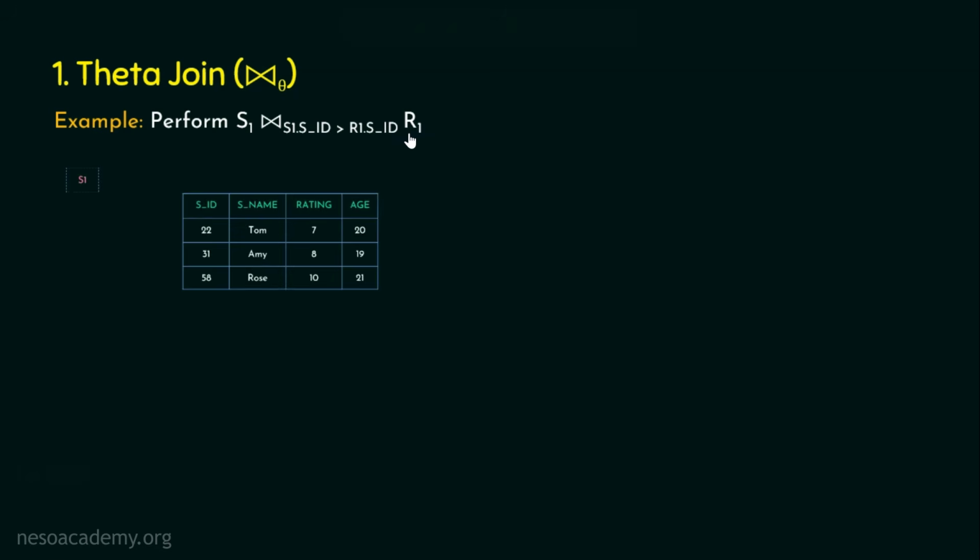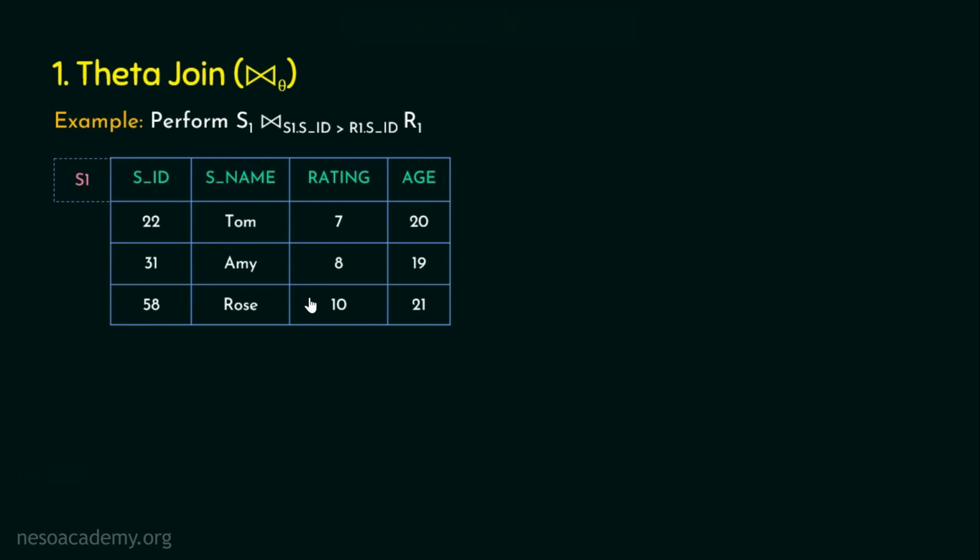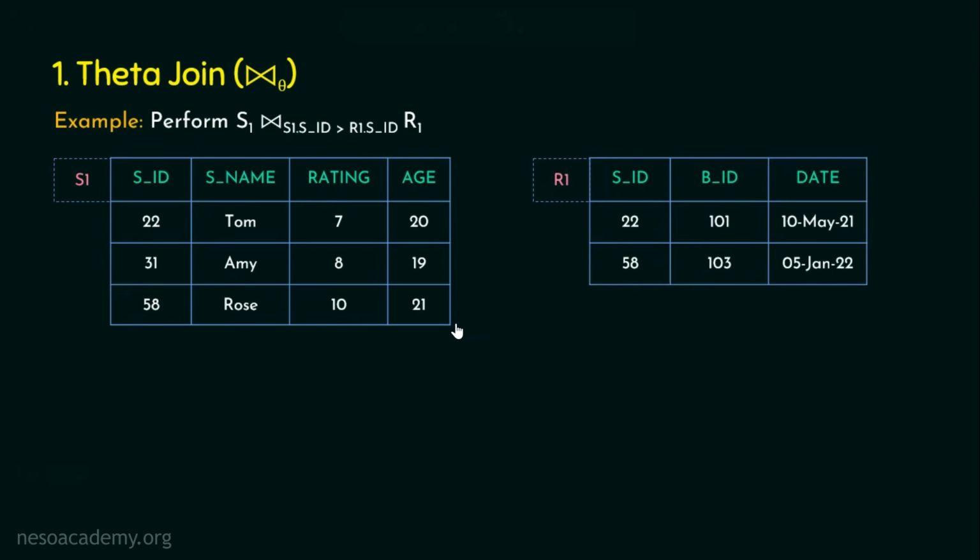Let's take some input table. Here is S1, which contains four attributes: student ID, student name, rating, and age. And it has some values. I mean, it has some rows or tuples. Then let's take the other relation, which is R1. This contains student ID, branch ID, and date. This also contains some values.